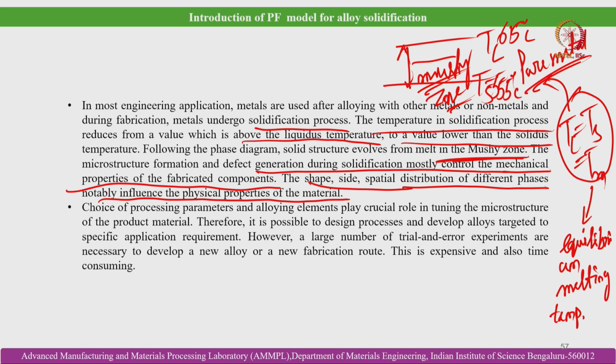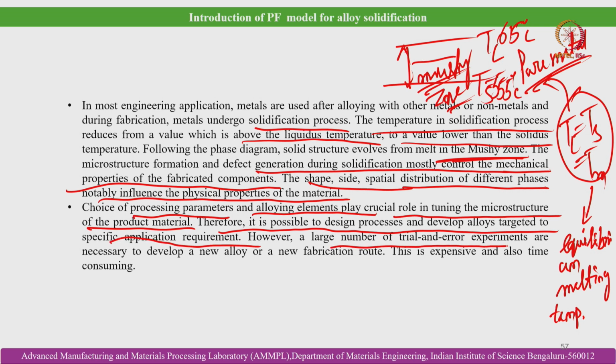So, the choice of appropriate processing parameters and alloying elements also plays a crucial role in tuning the microstructure of the product material. So, that is what I was telling earlier. The phase field model can predict the effect of process alterations and also the effect of alloy chemistry. That is discussed again over here. Therefore, it is possible to design processes and develop newer alloys targeted to specific applications, whereas the large amount of trial and error needed in experimentation can be avoided.